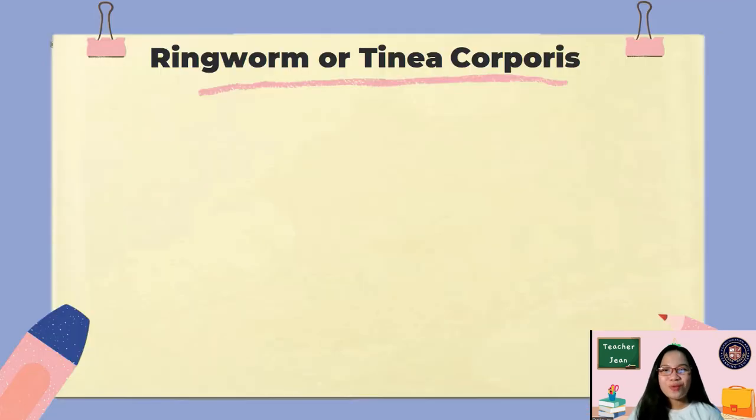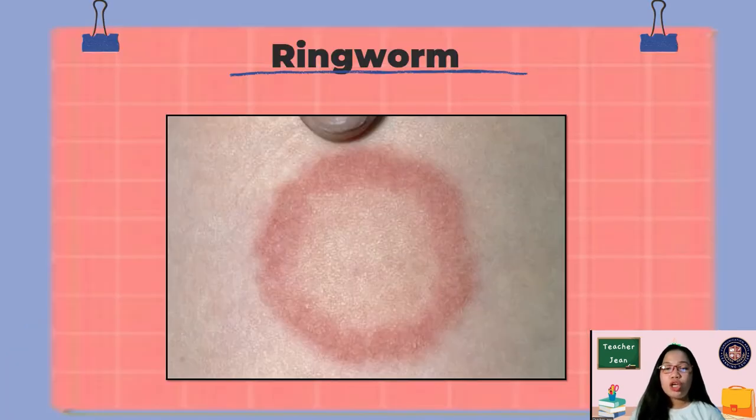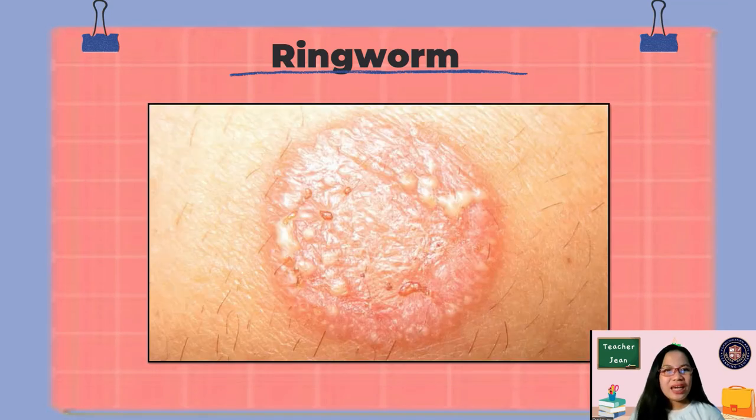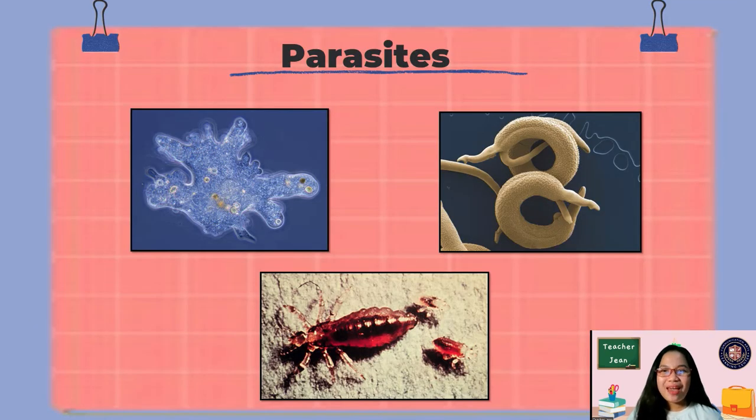Third, we have ringworm, but it's not really caused by worms. It is mainly caused by fungus. Usually, ringworm infections cause a rash that may peel, crack, scale, itch, and turn red. So now let's summarize all the diseases caused by fungus. For the last one, we have parasites. So these are the forms.